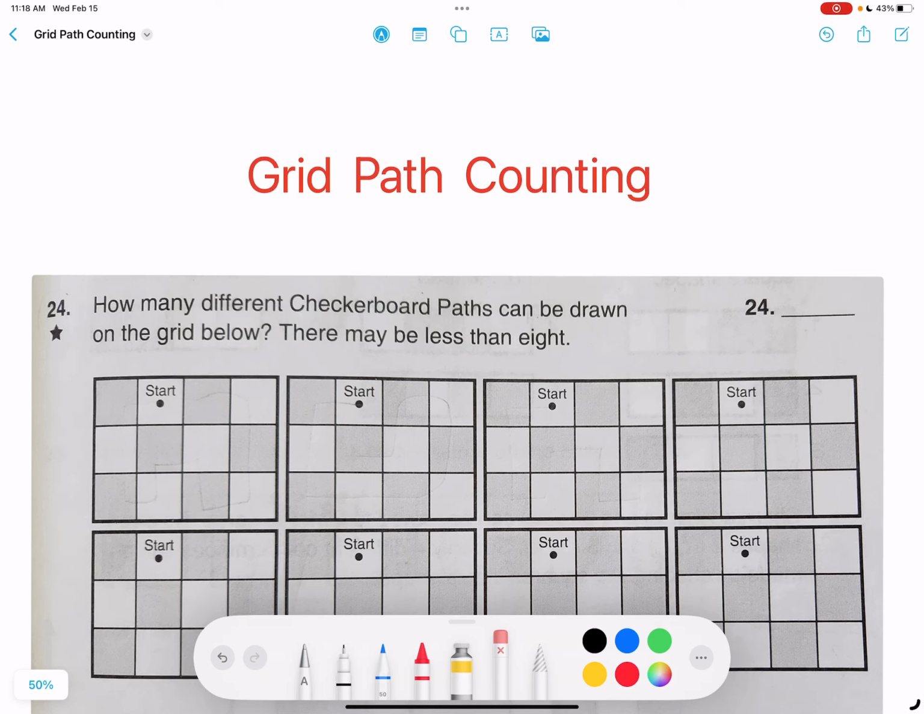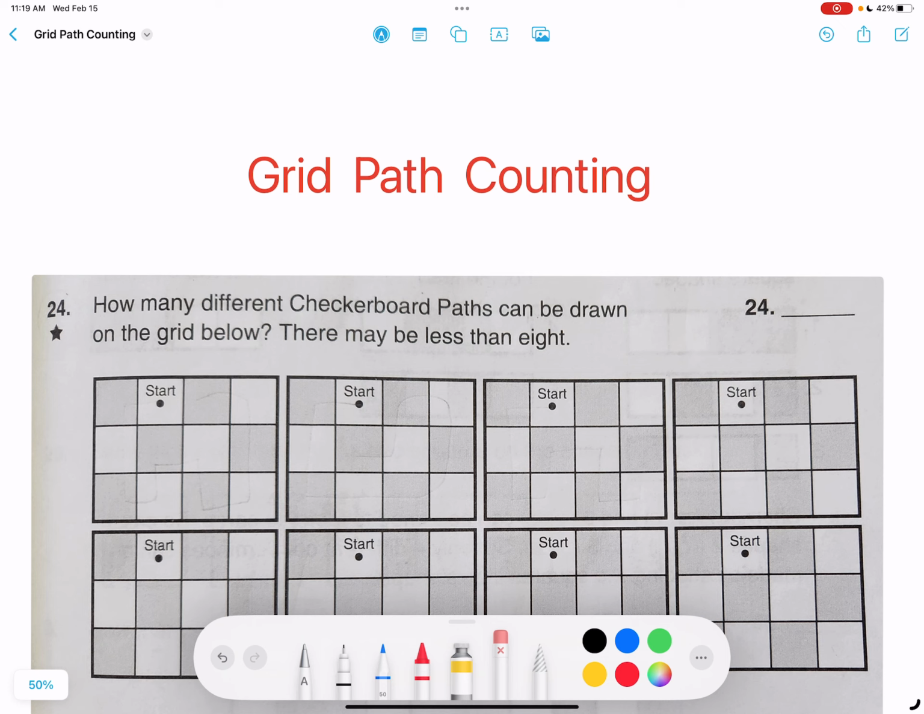So there's a category of math problem that involves counting paths, either on a checkerboard or on some sort of grid. The key to solving those kinds of problems is to make sure you don't miss any of the paths or double count any of the paths. So the key to solving that problem, of course, is to be organized, as we mentioned before. And by being organized, it depends on which specific problem you're trying to solve.